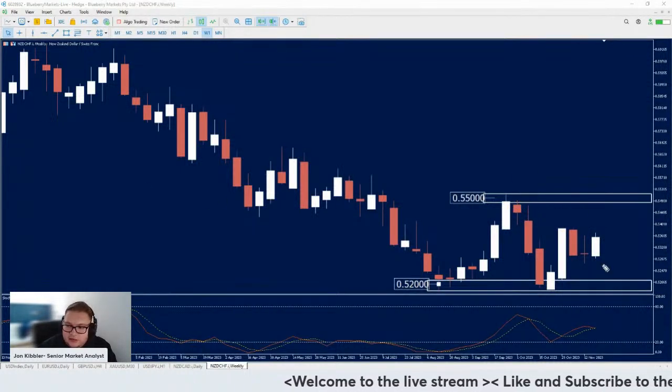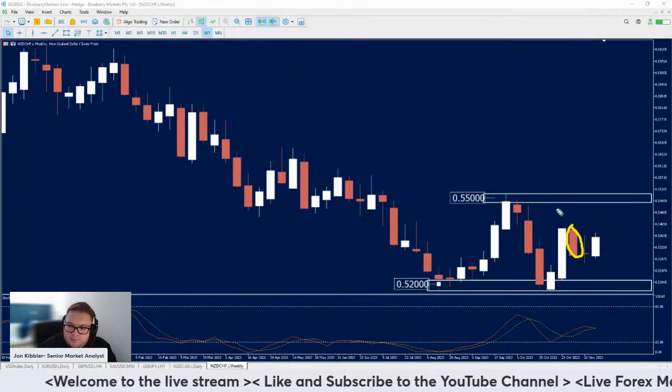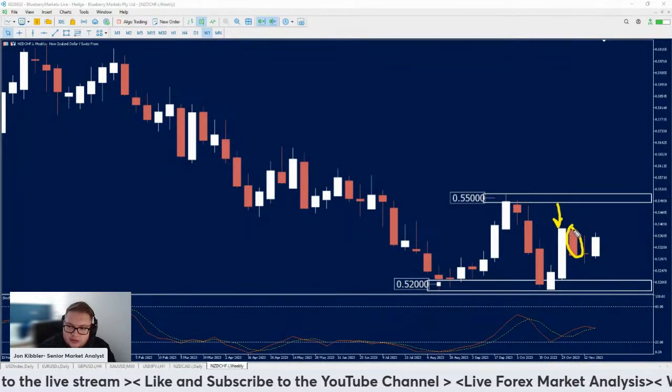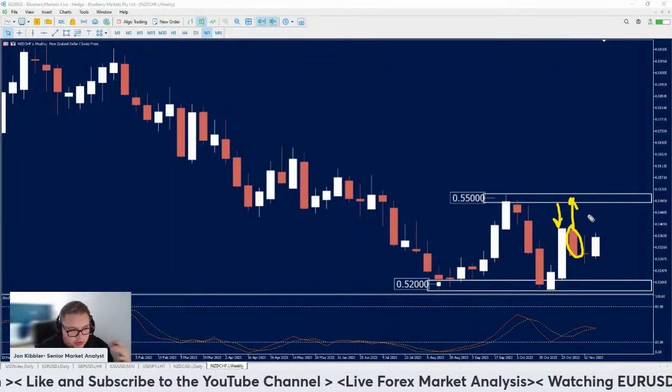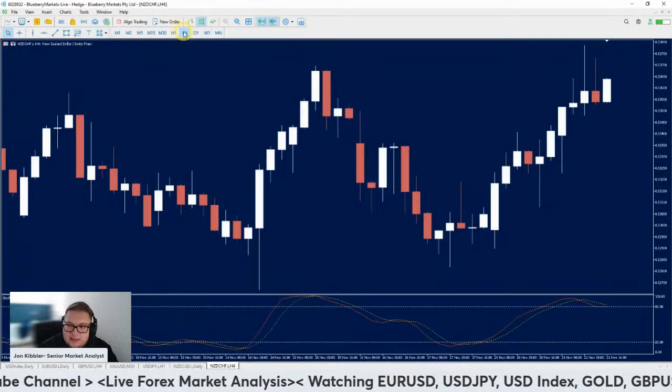I tried to get long in and around this area here. That didn't really work out. Basically, because of that strong bullish candlestick, I was looking to see if price would drive up into that move there. But we didn't really get a decent opportunity.